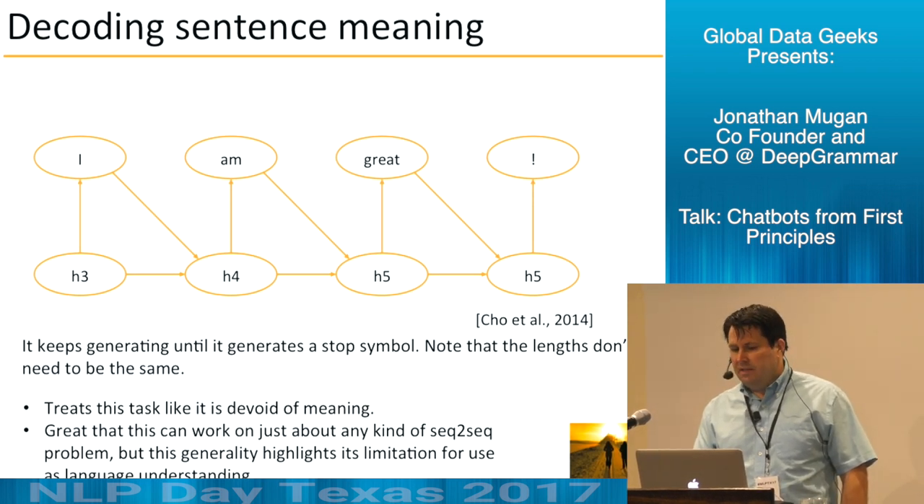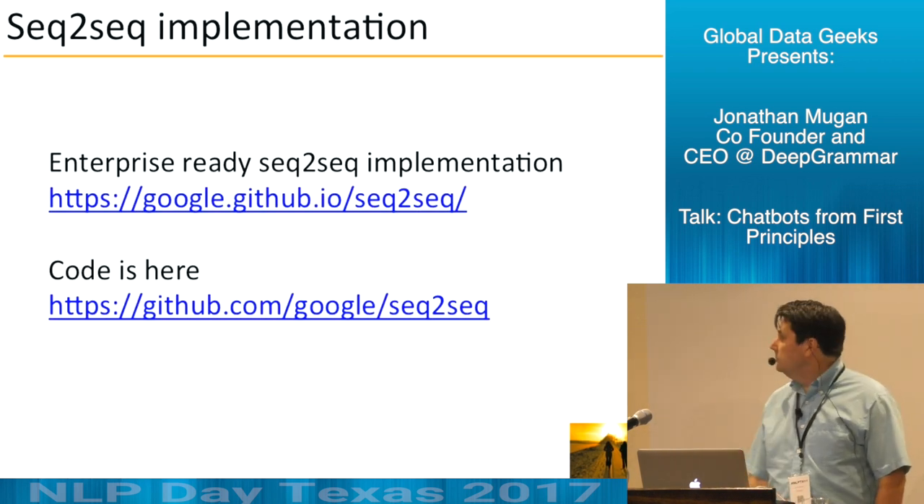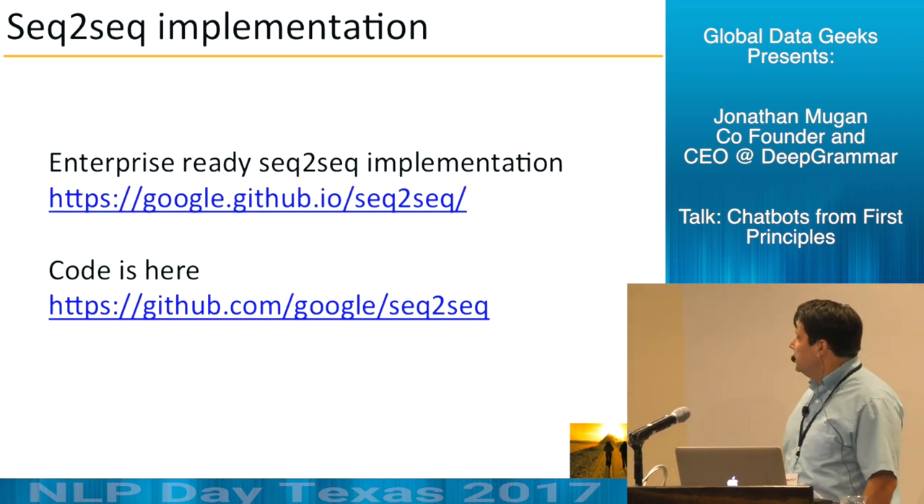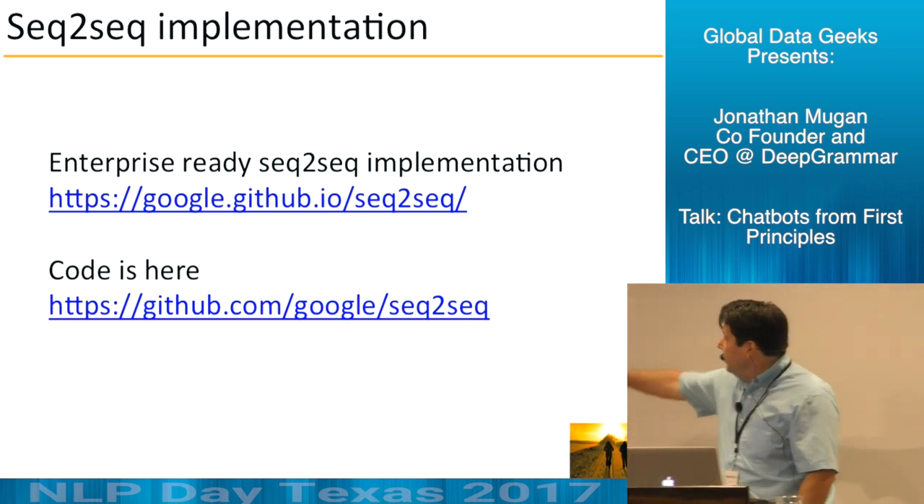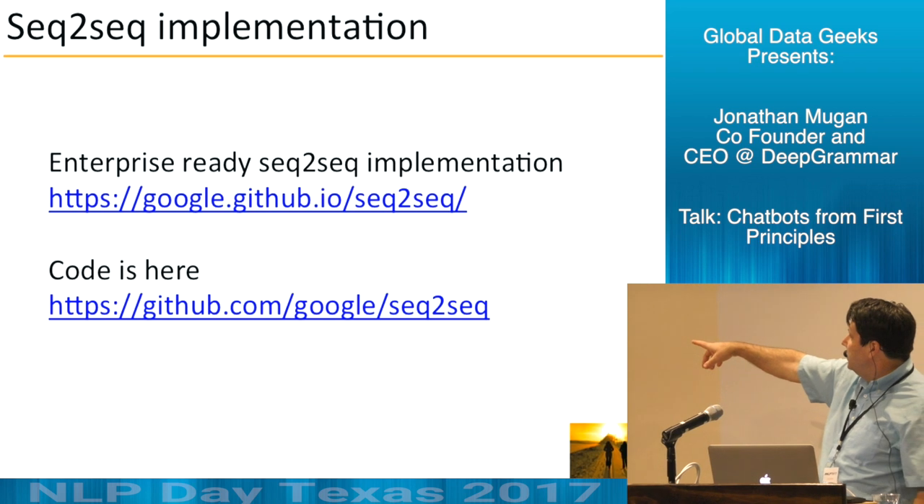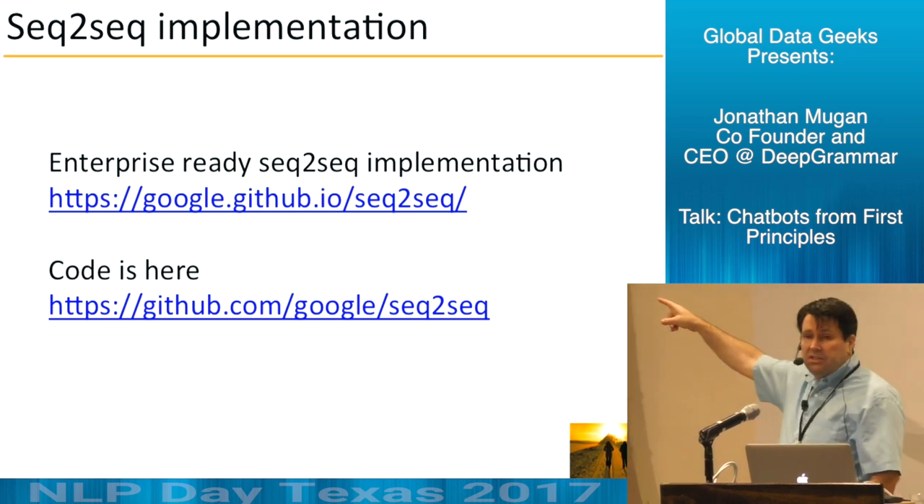And so there is an industrial strength sequence-to-sequence implementation in TensorFlow. TensorFlow is the Google deep learning framework, and you can look at it there. And then there's the code, and there's a lot of great documentation on how to run it.